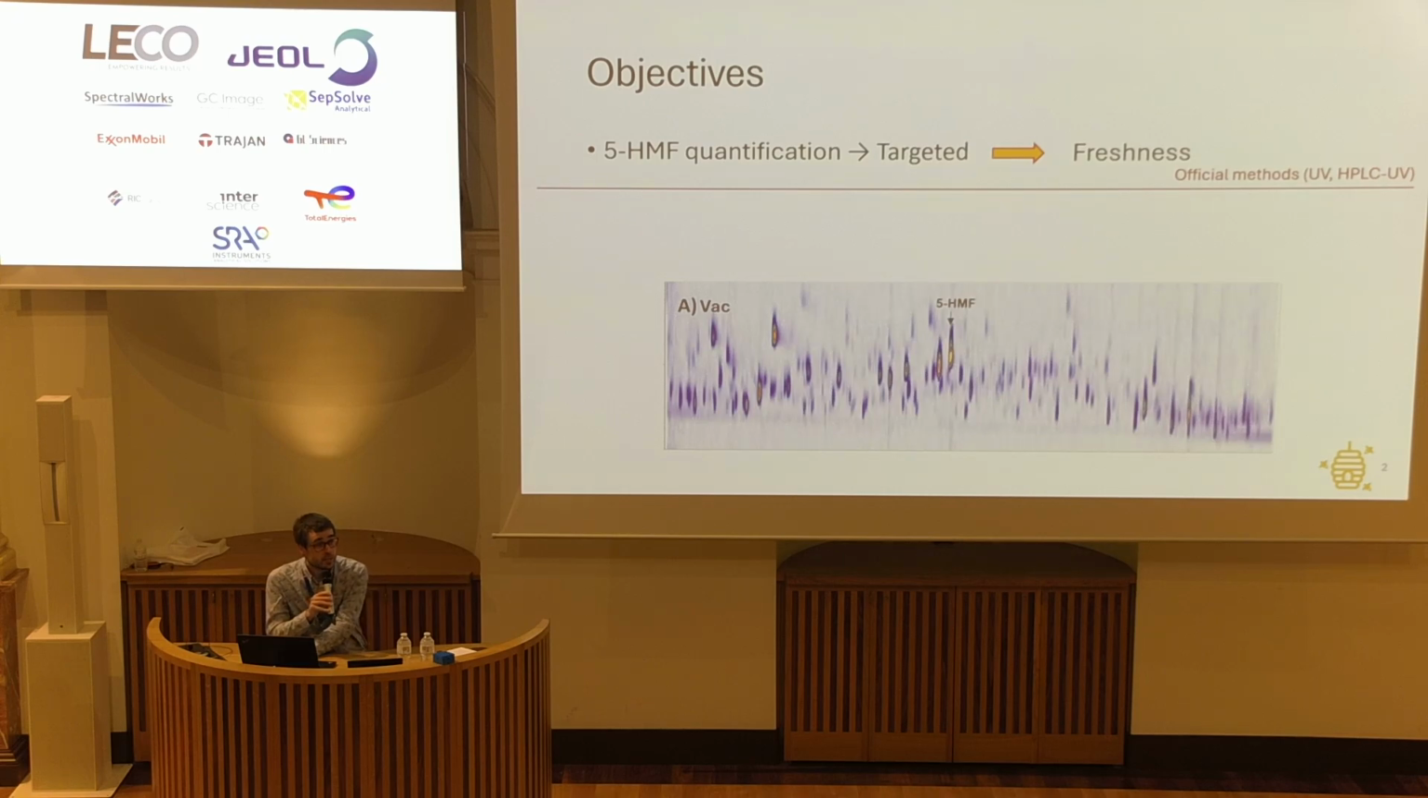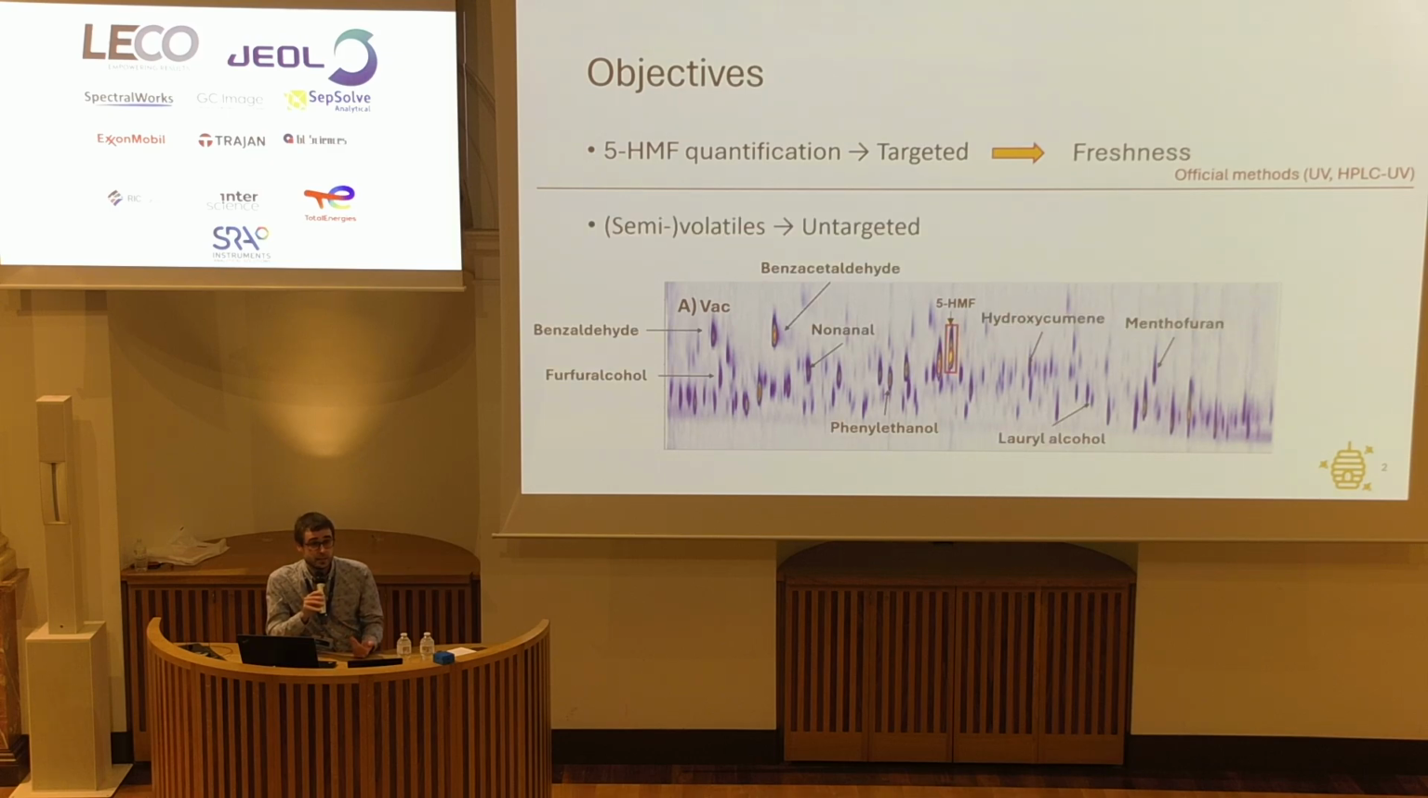But here we are using a GC times GC mass spectrometry that can give other compounds and other information that can be used after for untargeted analysis that can answer different questions such as authenticity, botanical origin, contaminants, and so on. So what is different between the method that we would like to develop versus the official one is that we have multiple responses that we can give and not just one, the freshness.